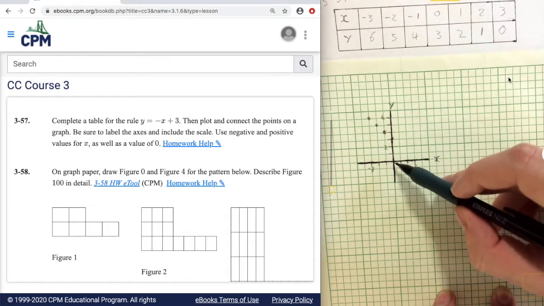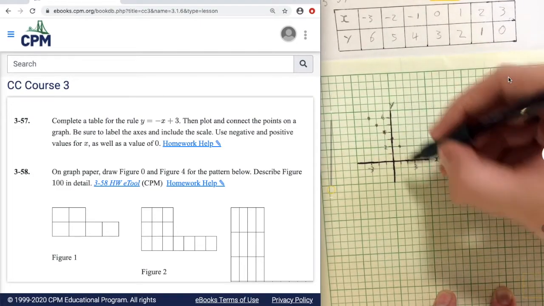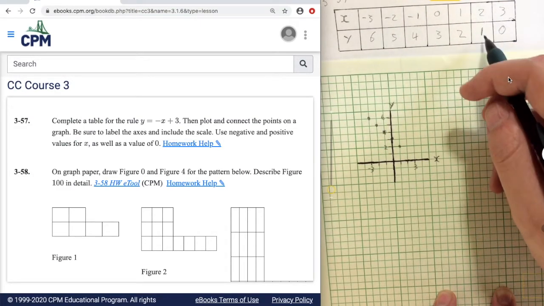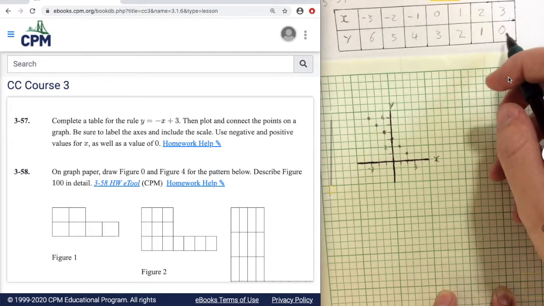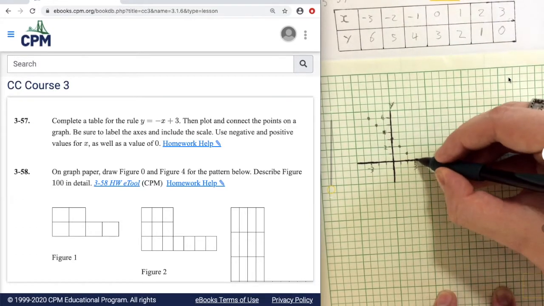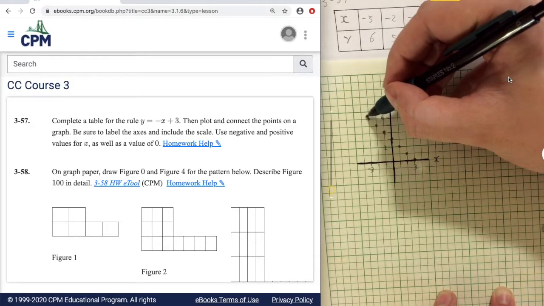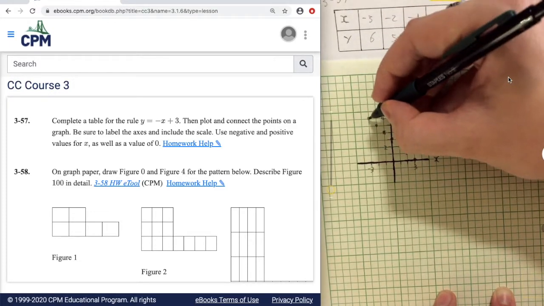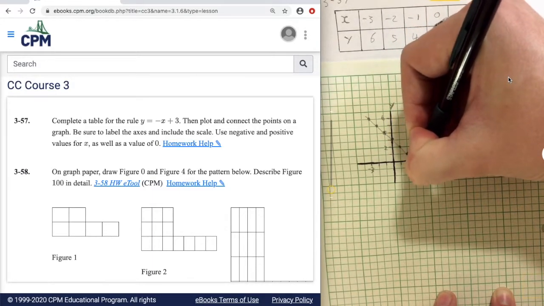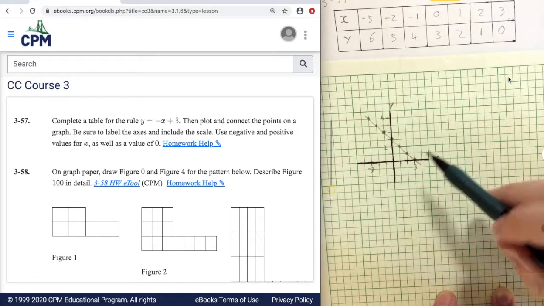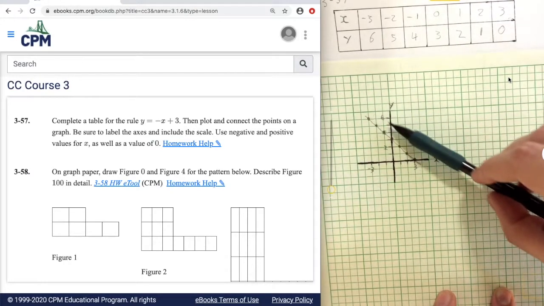Then 1 goes to 2, so go across 1, up 2. And you might be able to start seeing where these points are going. 2 is going to go to 1, so 1, 2, 1. And 3 will go to 0, so 1, 2, 3, 0. And now all we have to do is draw a line connecting them. So you might want to use a ruler for this, or you can just kind of, because I don't have a ruler right now, I'm just going to try my best to draw a straight line between all those points. And so we see we have this straight line, which is going down as it goes along.